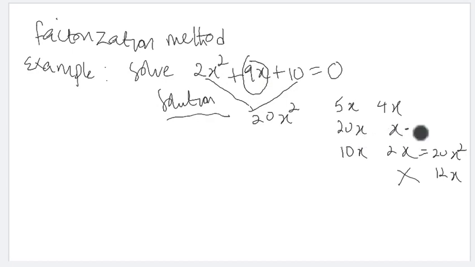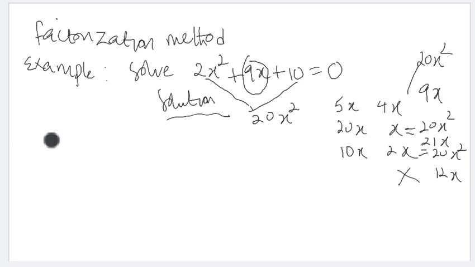20x times x gives us 20x squared. 20x plus x gives us 21x. 20x minus x gives us 19x, so it can't work. Now look at this, 5x times 4x gives us 20x squared. 5x plus 4x gives us 9x. So you see, the factors we are using here are 5x and 4x.